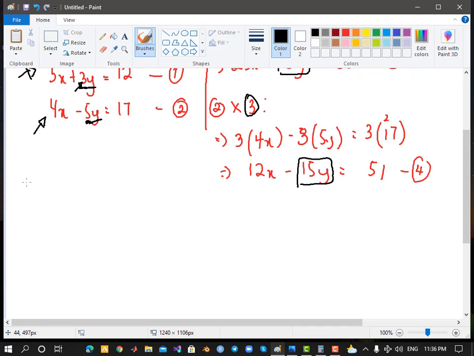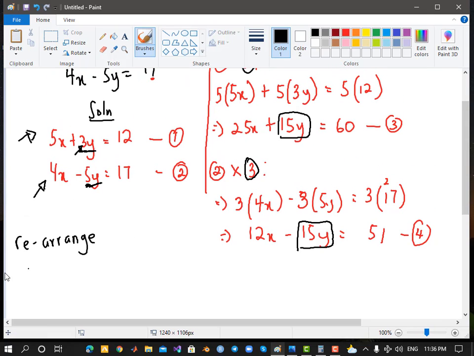So we do some rearrangement here. Rearranging our new equations, the 3 and the 4, we are going to get 25x plus 15y equals 60. That is equation 3. Then 12x minus 15y is equal to what?